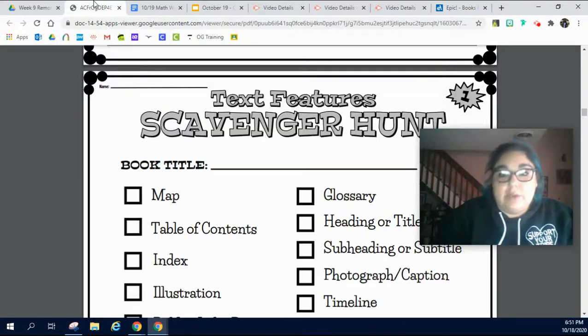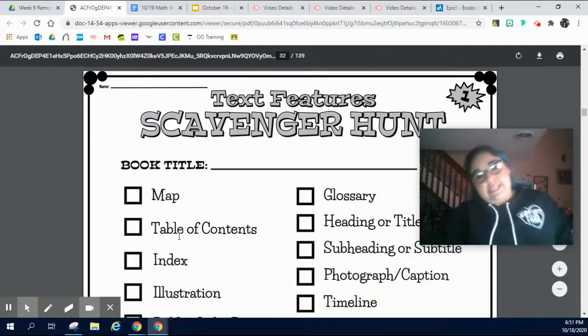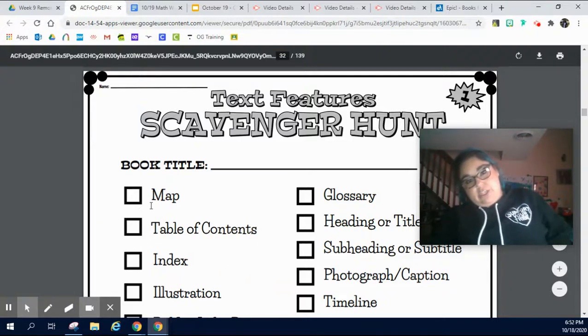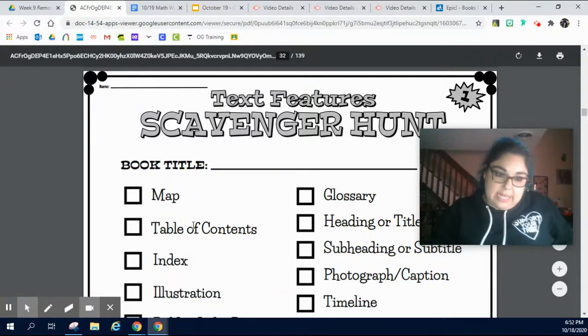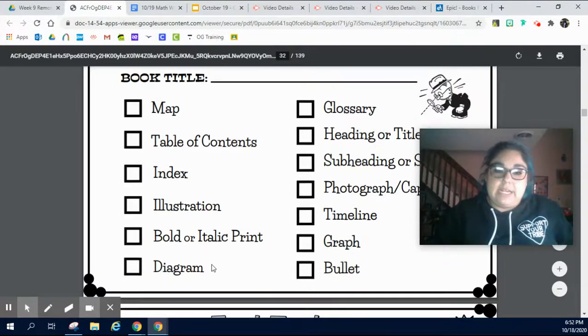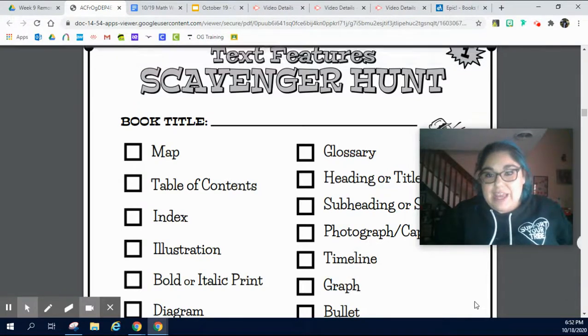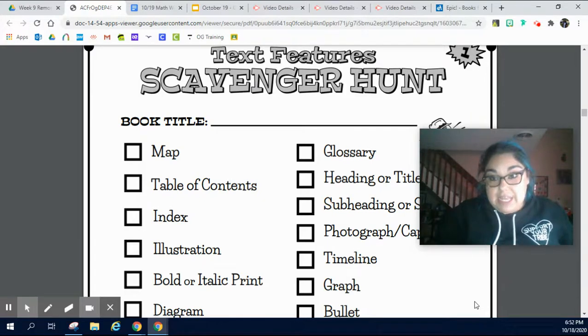Now, your assignment is going to be this one right here. You're going to find these things in nonfiction books. You're going to find map, you're going to find a table of contents, index, illustration, bold italic words. Find as many as you can, okay? All right, friends. You can also use Kids A to Z, or you can use a book that you have at home. All right?